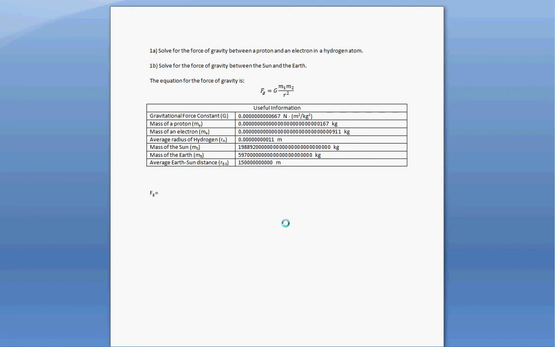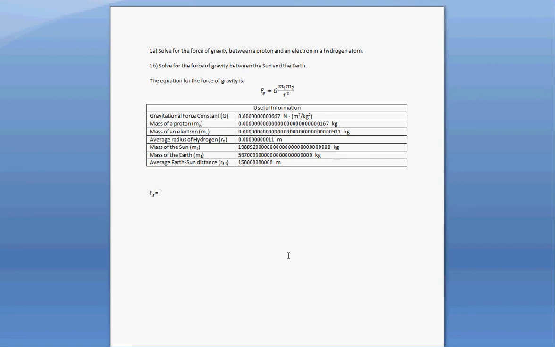Fg equals, and now it's time to enter this number into our calculator. This number is going to be pretty tough to enter into the calculator because it is so small. Some calculators don't even have enough spaces to actually display that number. So we're going to need to write this in a different format.